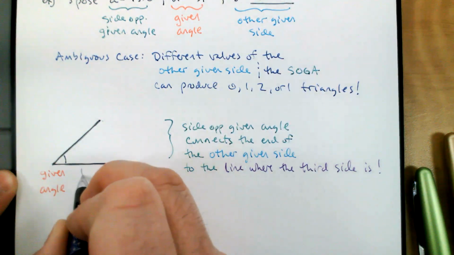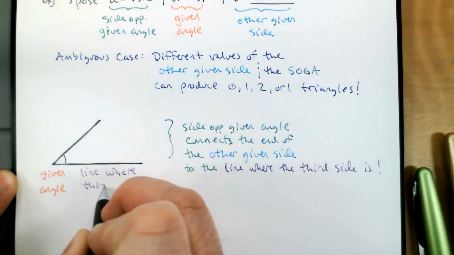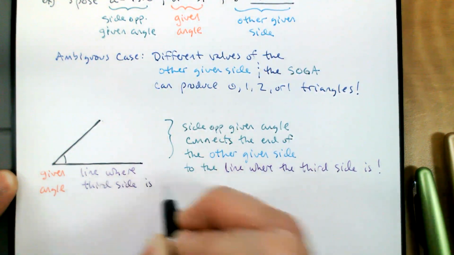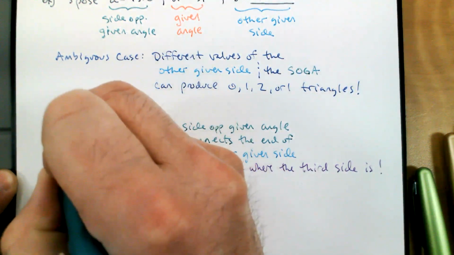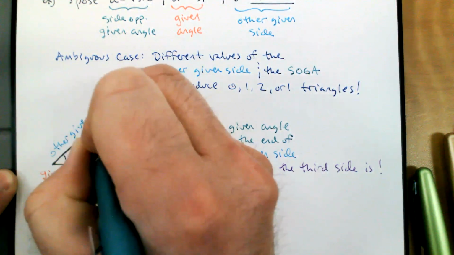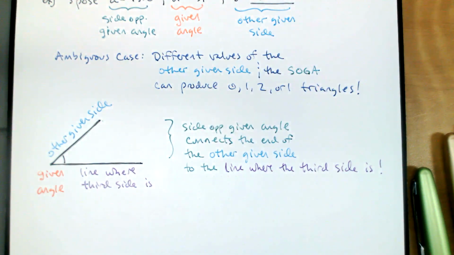This is the line where the third side is. And up here, we'll have the other given side. This is what has to happen. You've got to take the side opposite the given angle and connect it to the end of the other given side to the line where the third side is.